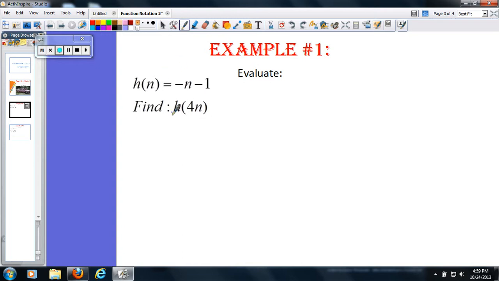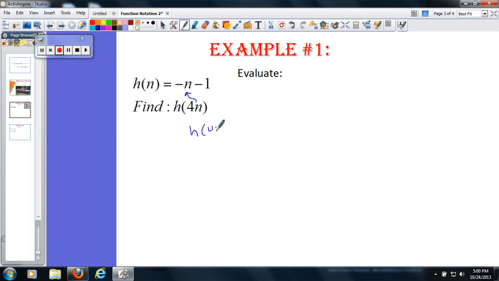It's the same idea as what we had before with h of n. In this case we have a function h in terms of n, and that's negative n minus 1, and I'm asking you to find h of 4n. So it's the same idea as if this was just a number. This is taking the place of just n, so we're going to take this and plug it in the place of this n.